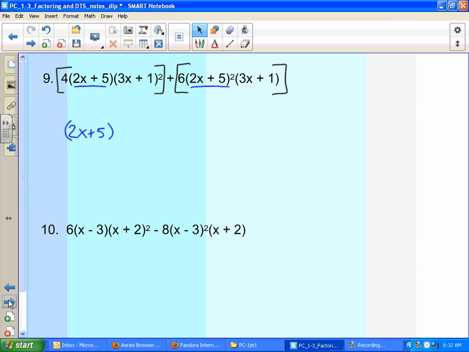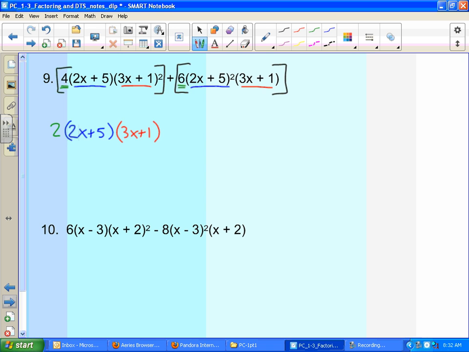Let's go back and take a peek at our coefficients, because sometimes we just forget about those. So I have a 4 and a 6, and I know that a 2 is a common factor of a 4 and a 6. And then we go look at the other binomial, and I've got a 3x plus 1 squared and a 3x plus 1, and that means at least 3x plus 1 can factor out of both of those.